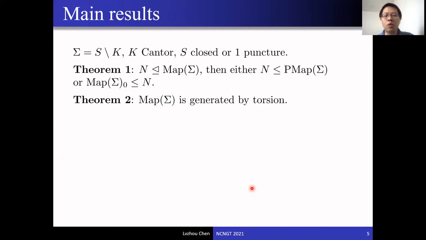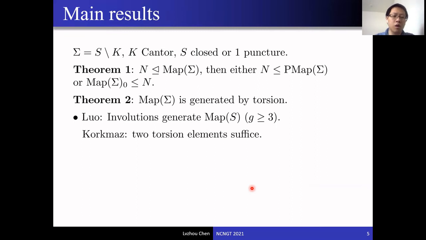We can also apply this to other normal subgroups of the mapping class group. For instance, we can consider the normal subgroup generated by all torsion elements. This turns out to be the entire group. So the entire big mapping class group here is generated by torsion. So just for comparison, for ordinary mapping class groups, it's known that they are generated by torsion elements. And for instance, a theorem of Korkmaz shows that you can just use two torsion elements to generate these ordinary mapping class groups.